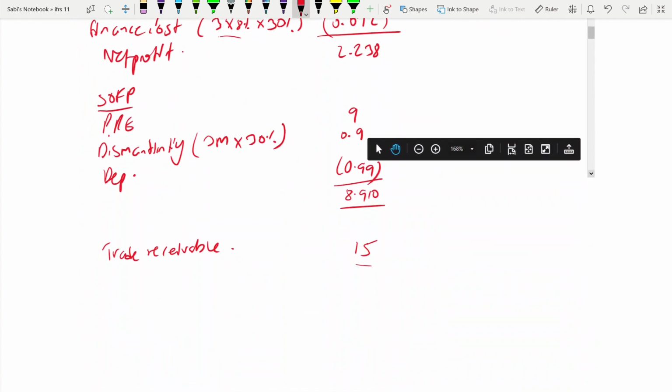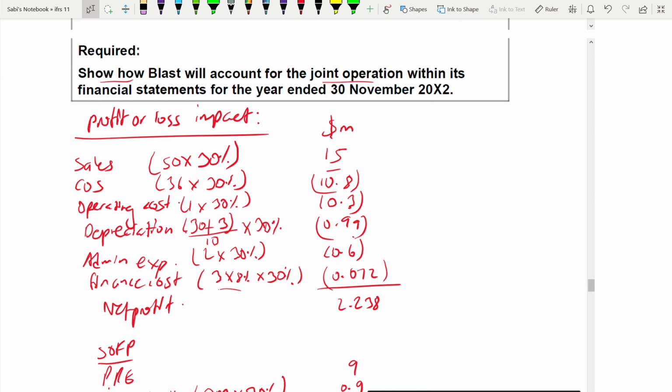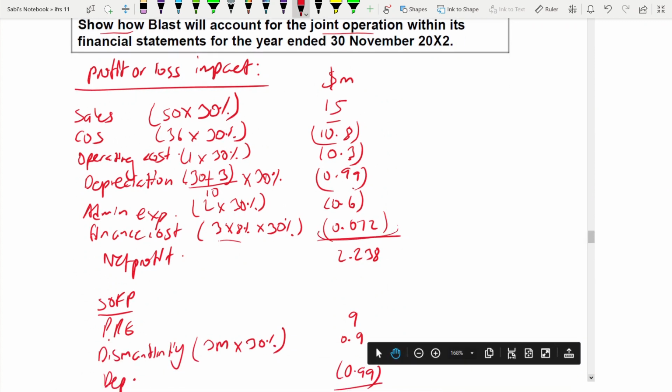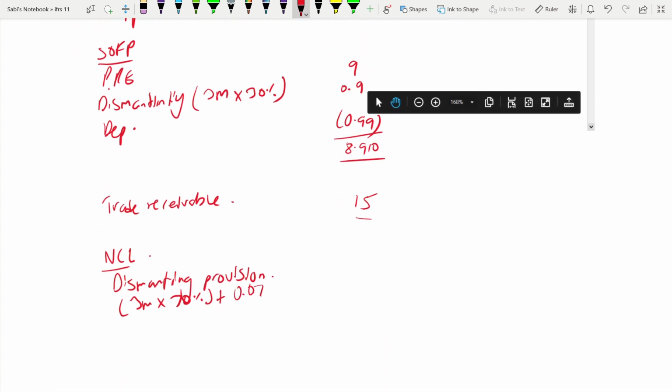Now, non-current liabilities, NCL. Okay, I'm using short form. Here, dismantling provision. Remember, dismantling provision and all is more than 1 year, so it comes under non-current liabilities. How much? Dismantling provision was 3 million, already given, the present value. Take 30% of it and add the finance cost. It's like you are adding interest on a loan with the principal amount. It's the same like this. That's why this finance cost 0.072 you are adding here. Then it becomes 0.972.